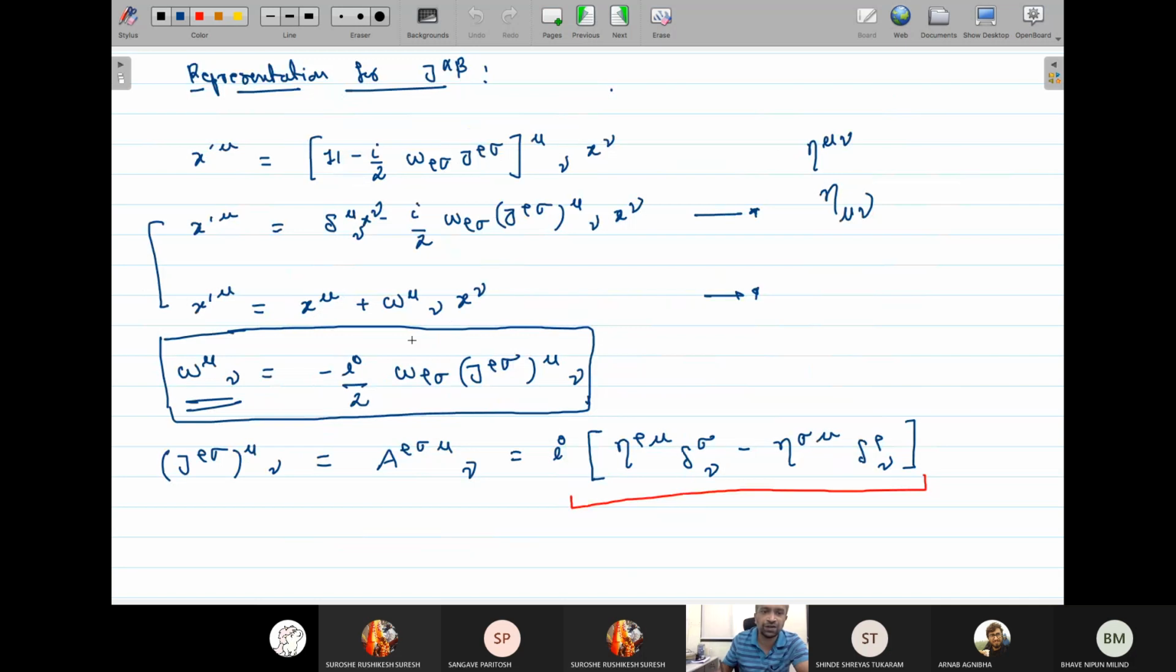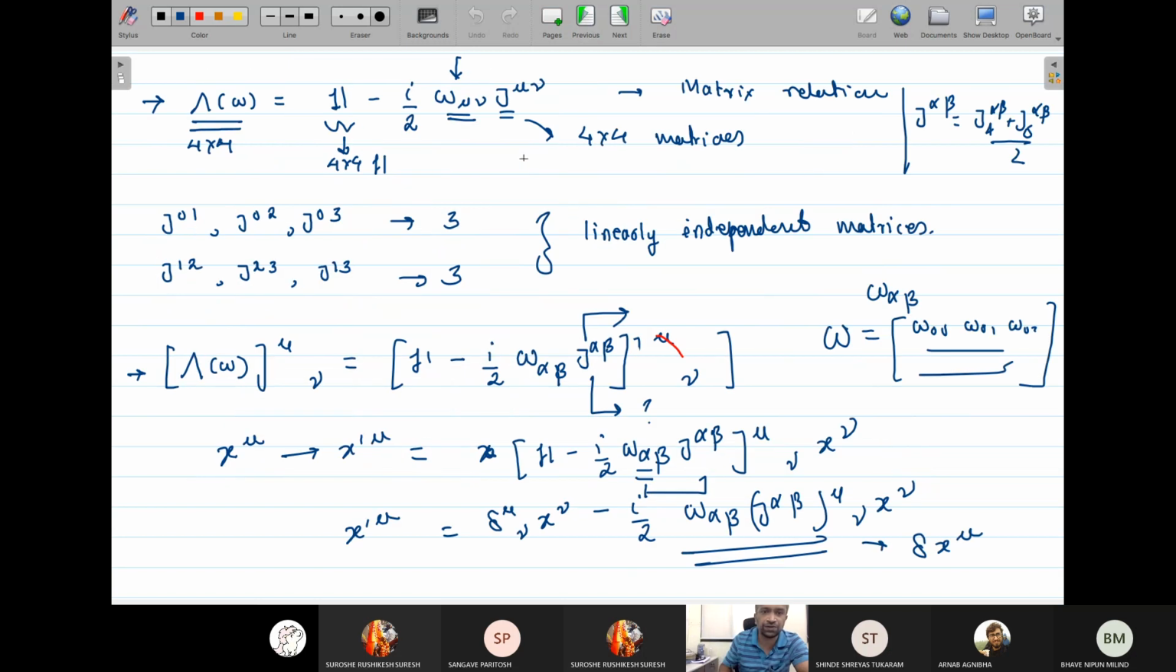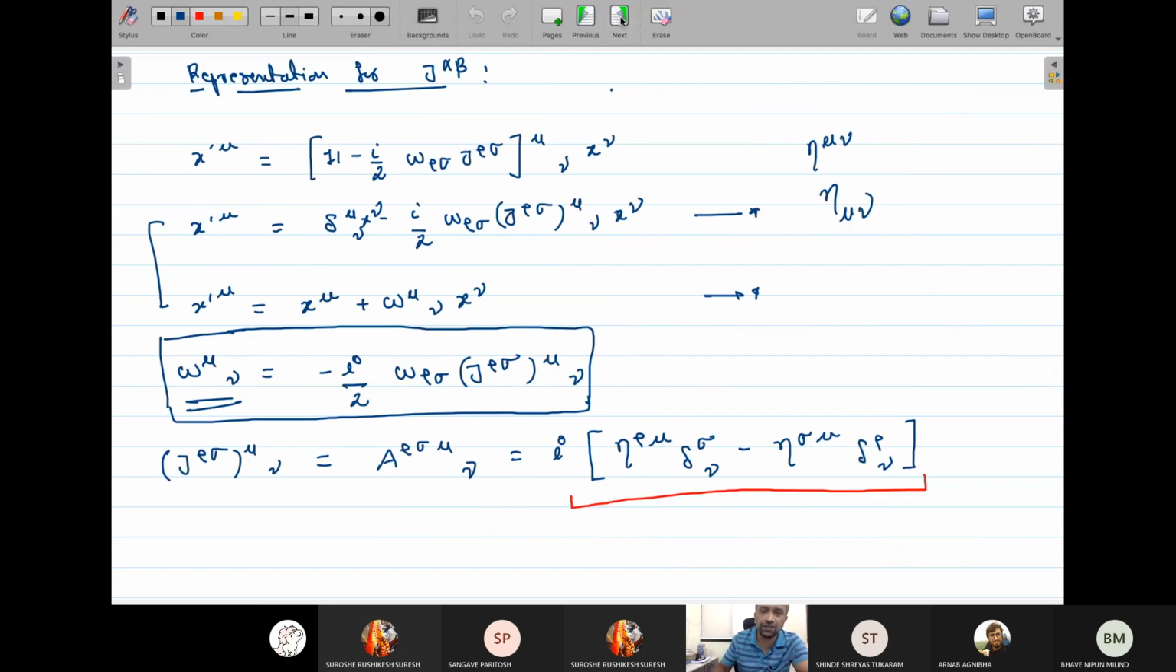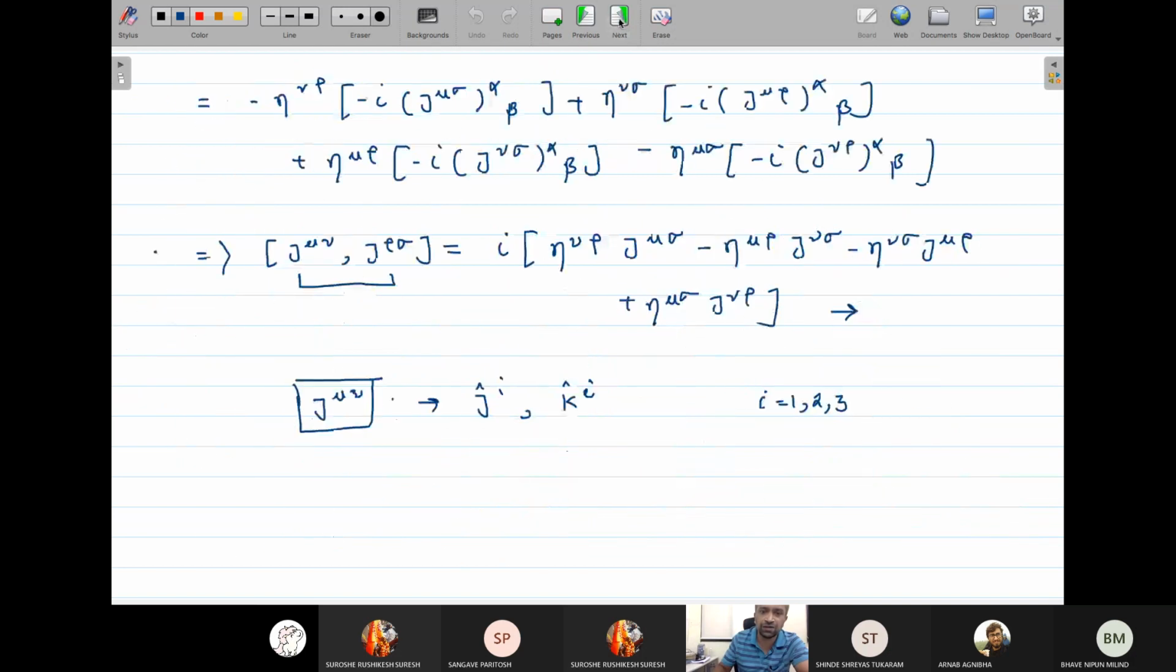It's just a different way of writing this expression. Okay, this is the infinitesimal form. The finite form will be e to the power minus i by 2 omega mu nu J mu nu. That will be the finite form, which you can compare with this result.